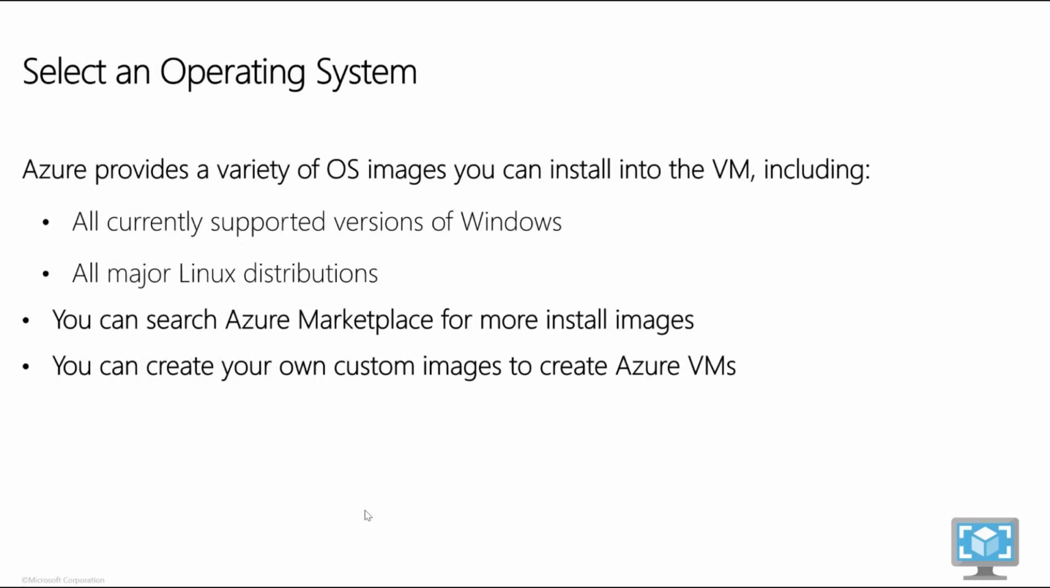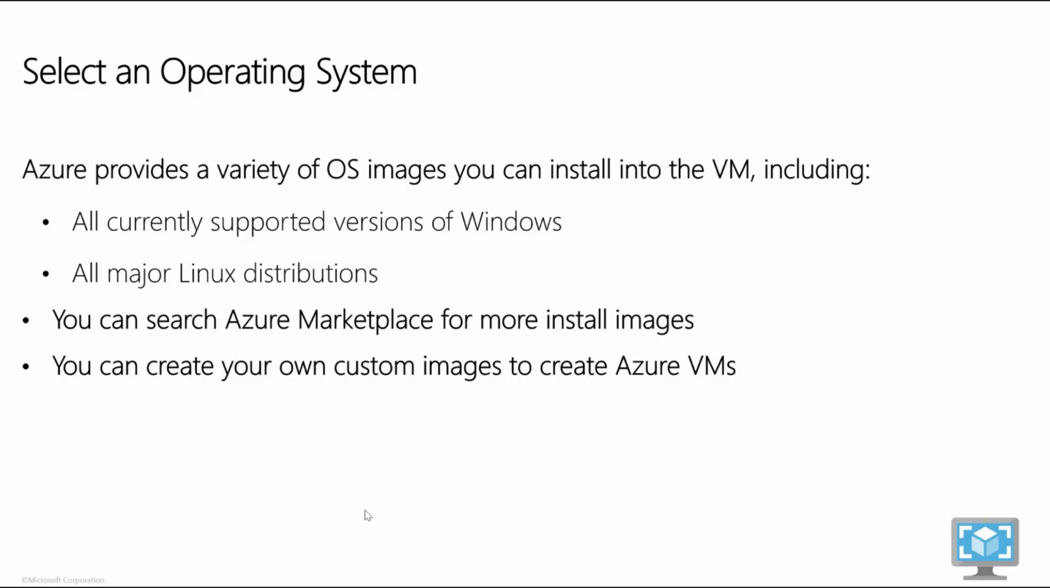So the next part is how to select the operating system. Azure provides a variety of OS images that you can install to the VM, including several versions of Windows and flavors of Linux. As mentioned earlier, the choice of OS will influence your hourly compute price, as Azure bundles the cost of the OS license into the price.